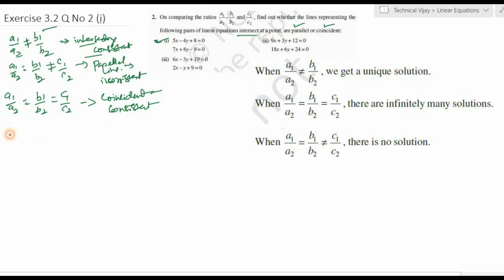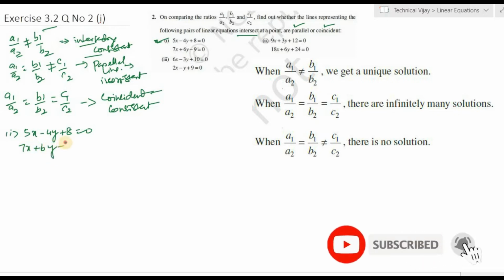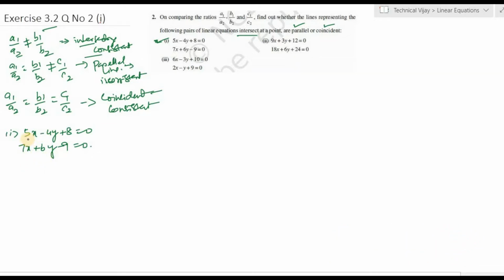So here in the first portion, 5x minus 4y plus 8 is equal to 0. Second one, 7x plus 6y minus 9 is equal to 0. Here, first we have to see the ratios of the coefficients of the x portion, y portion and the constant portion. So this is a1, b1, c1. This is a2, b2, c2. So a1 by a2 is equal to 5 by 7.